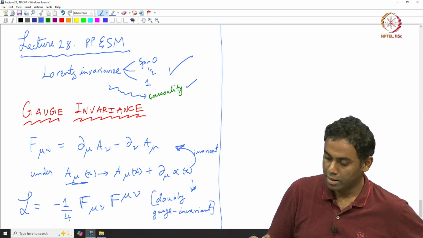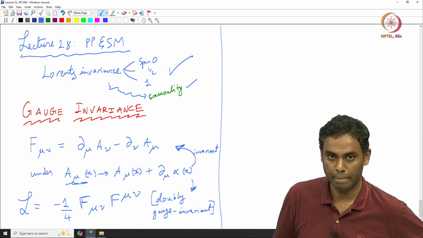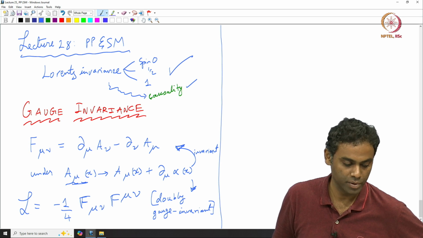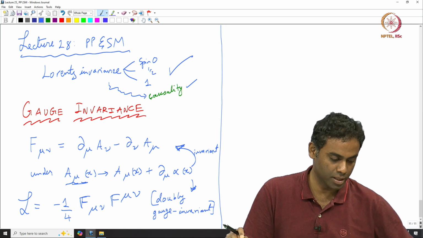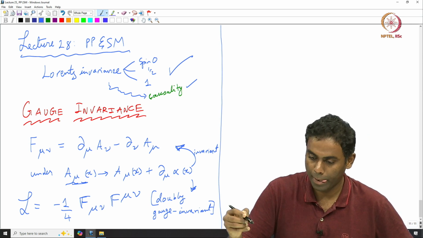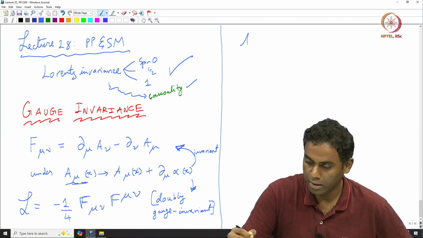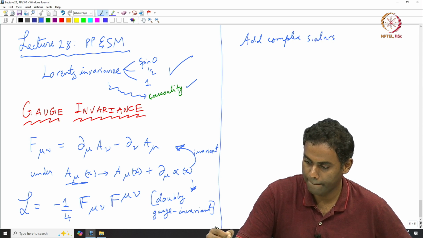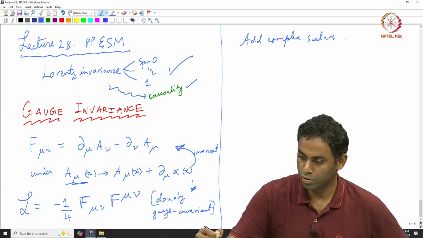The fun begins when you want to start adding other fields to this picture. For instance, if I want to add scalars, I want to add complex scalars to this gauge invariant theory.